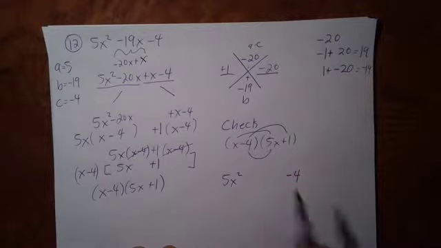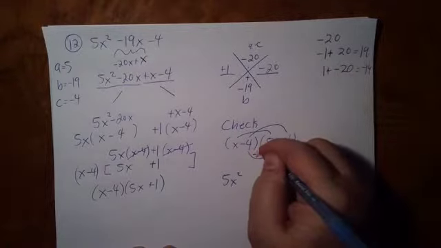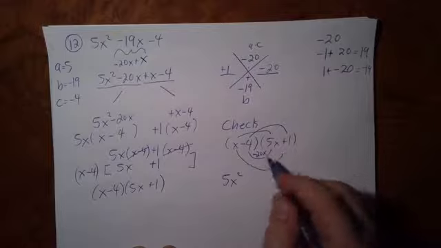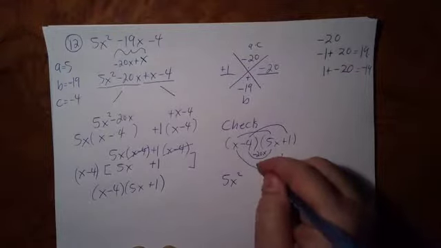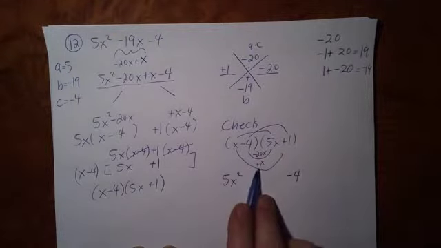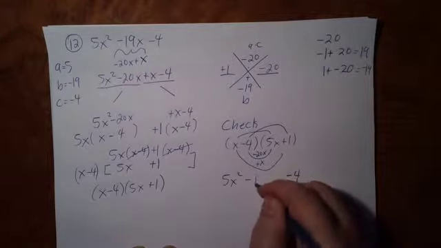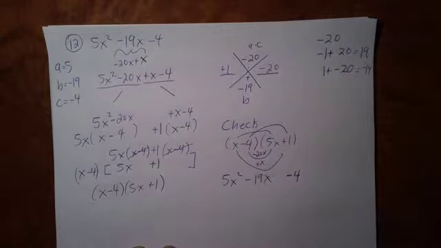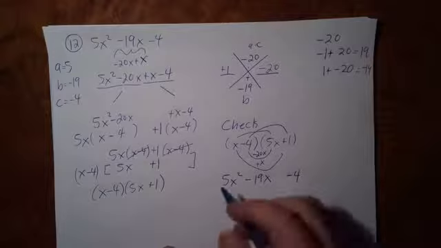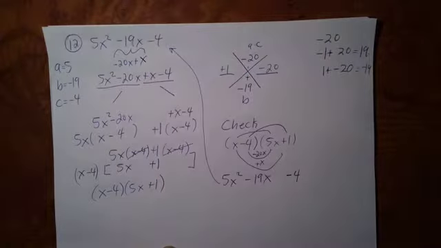Here, negative 4 times 5x will be negative 20x. X times 1 is going to be plus x. So negative 20 plus x is going to be negative 19x. So we have 5x squared minus 19x minus 4, which is what we obtained up here.